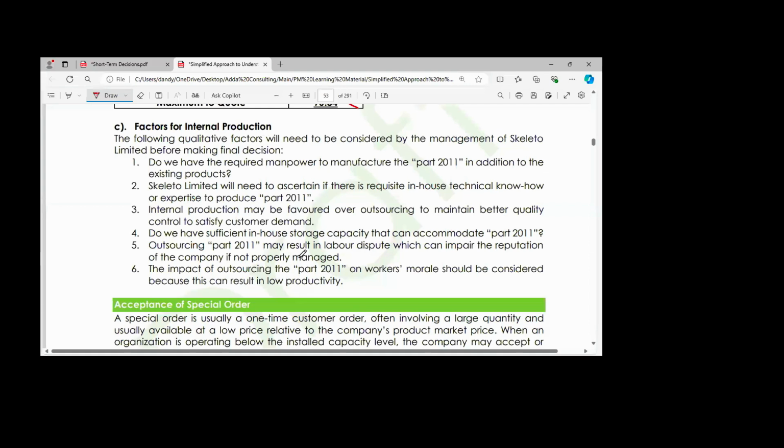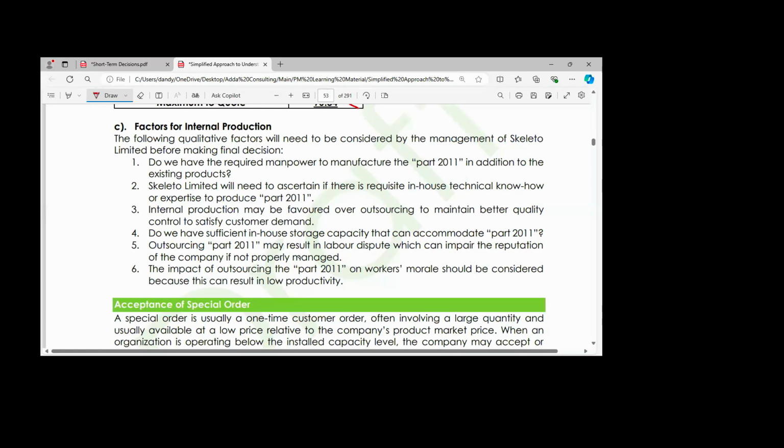Don't make it generic. Then number 2, DG Limited, we need to ascertain if there is requisite in-house technical know-how or expertise to produce per 2011. Again, we have discussed this earlier today. Internal production may be favored over outsourcing to maintain better quality control to satisfy customer demand. Can you get that? So that's another one. Then number 4, the company will need to ascertain whether there's sufficient in-house storage capacity that can accommodate per 2011.